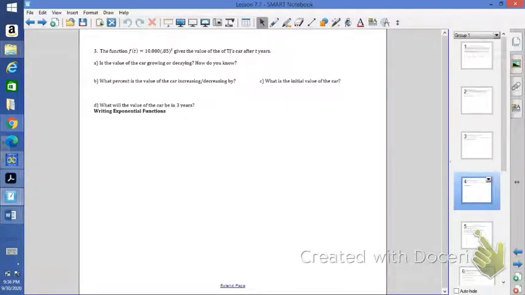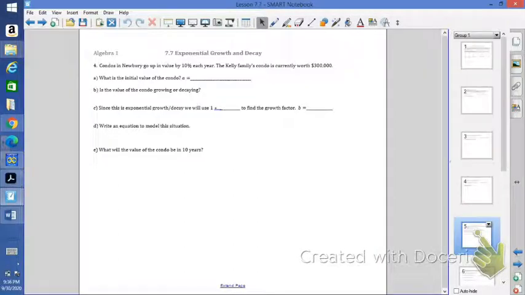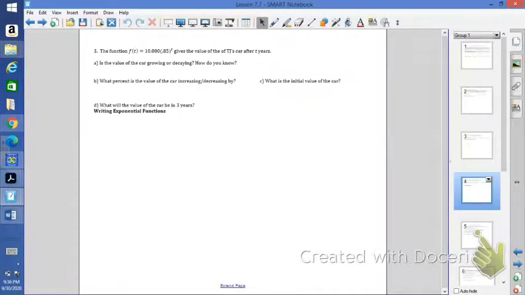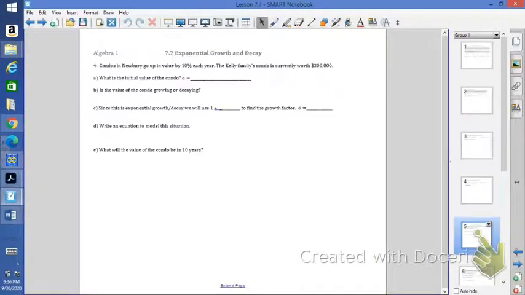Alright, example 3 here. Go ahead and do this one on your own. And we'll skip ahead to number 4. And in number 4, we're going to be writing exponential functions. Okay, so it says condos in Newbury go up in value by 10% each year. The Kelly family's condo is currently worth $300,000. Alright, so what is the initial value of the condo? What is our a going to be? Well, it's currently worth $300,000. That's our a.